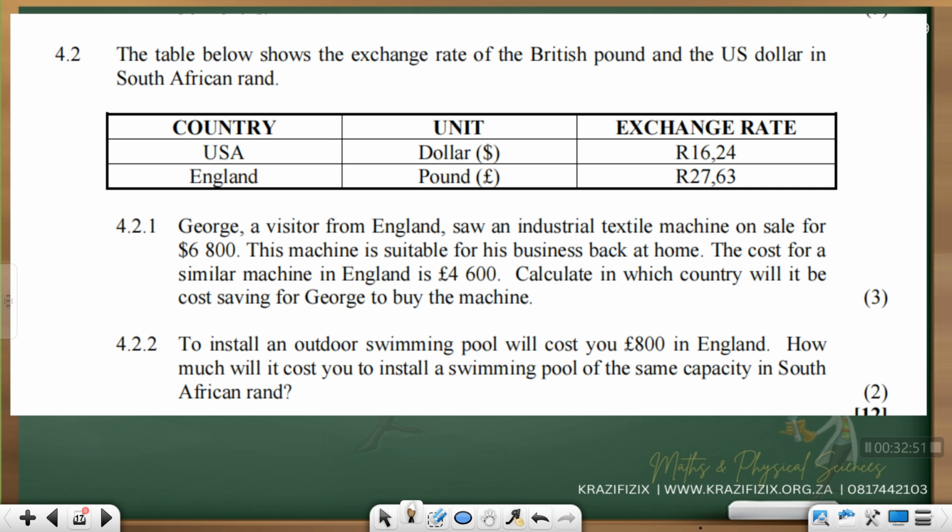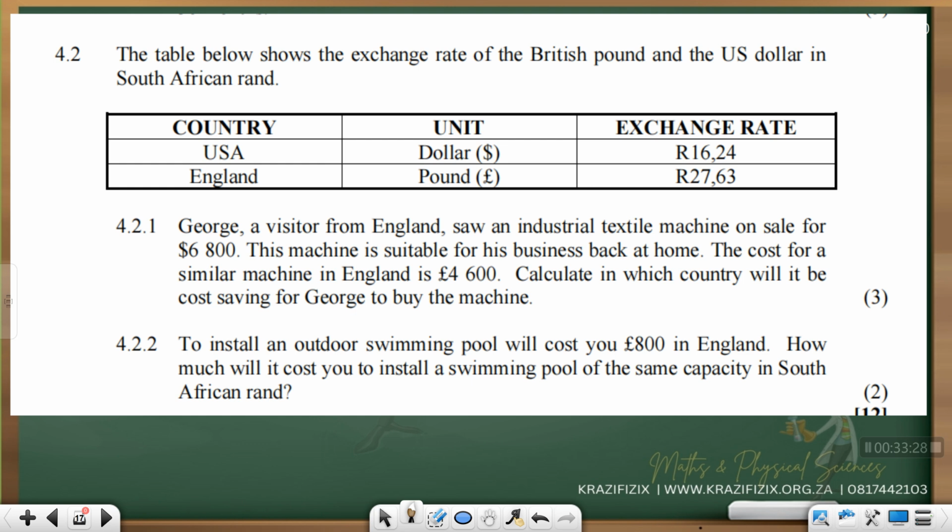But these things are costing differently though. Yes, sir. I don't know if we are on the same page. This machine costs $6,800, and in England it costs £4,600. Why don't we convert all of them to one single currency? Yes, and then compare it. Both of them would already be in rands. I think that would be easier. Don't you think so? I do.